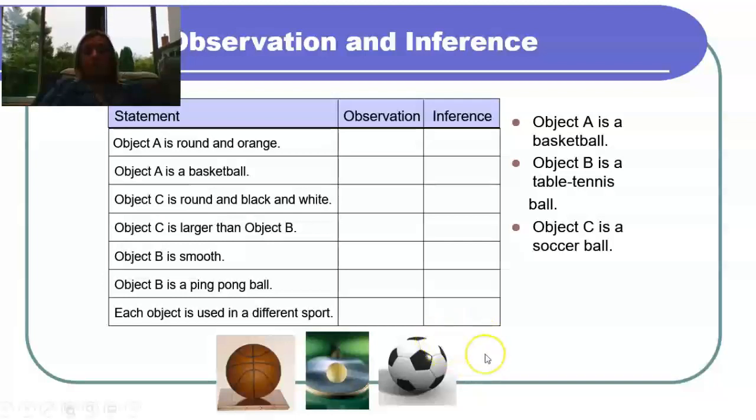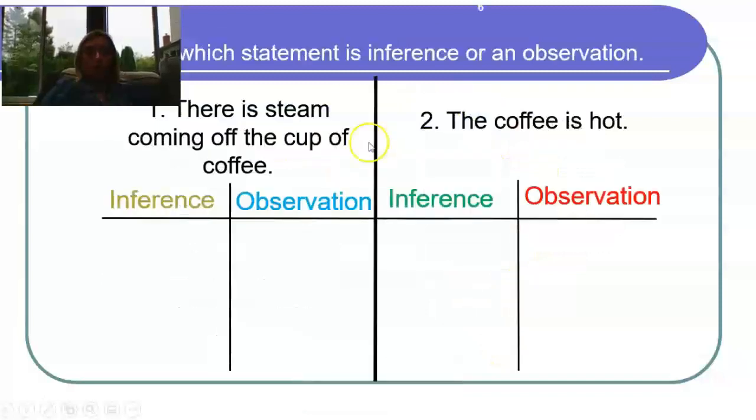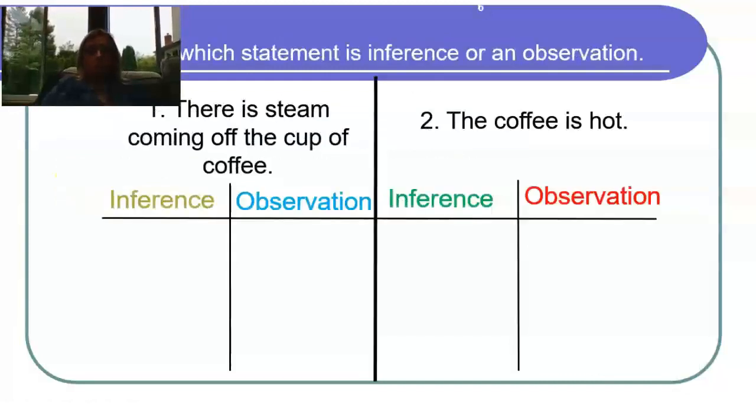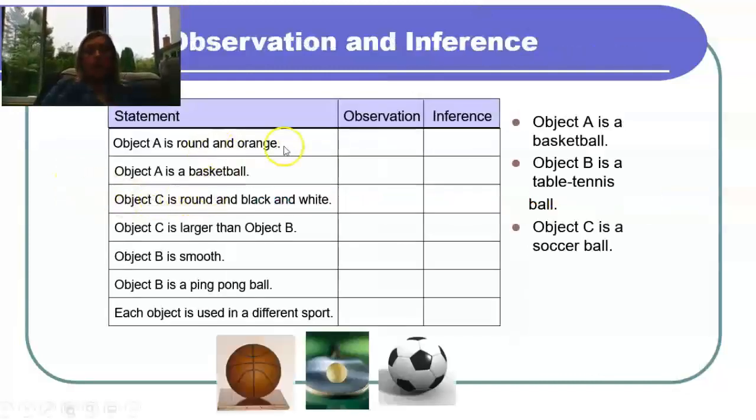Okay, you've had a chance to pause the video and make your decisions. What I want you to check your work for is object A is round and orange. Those are facts that you can prove. That's an observation.